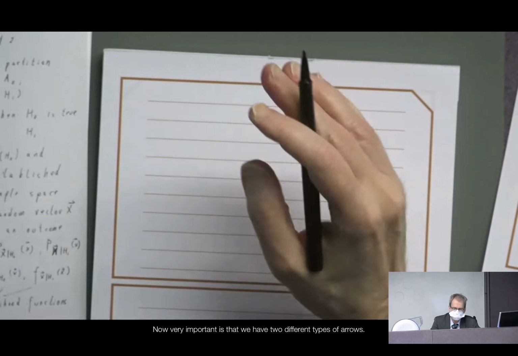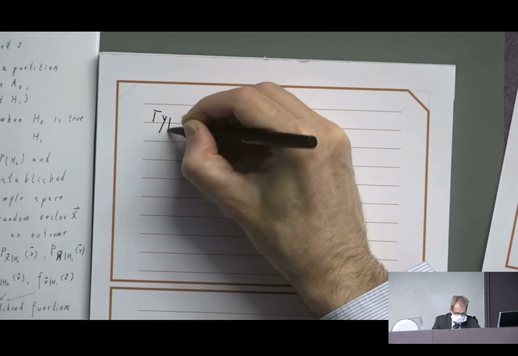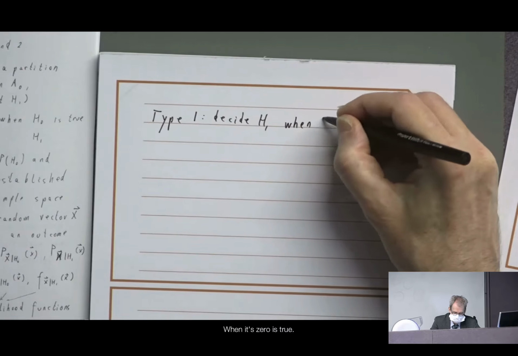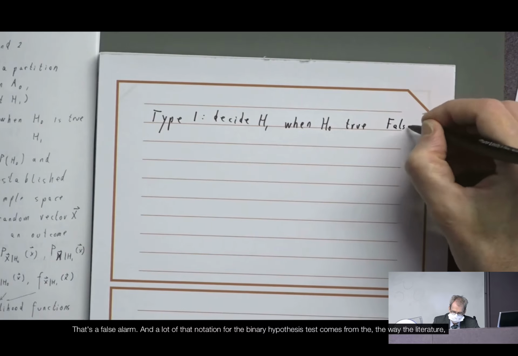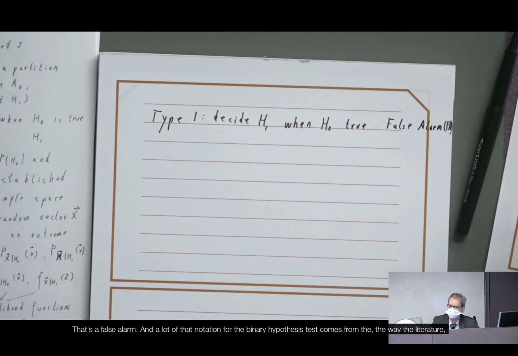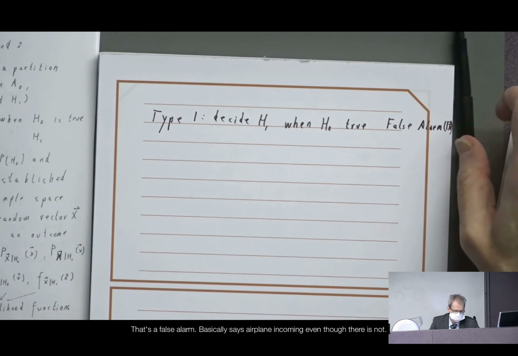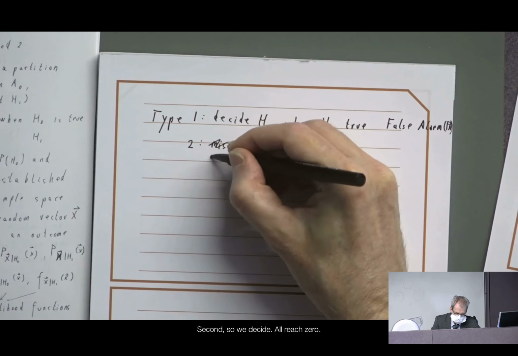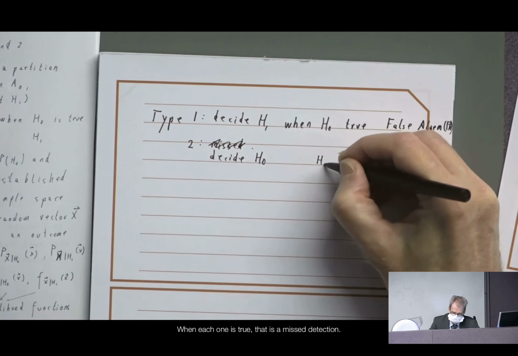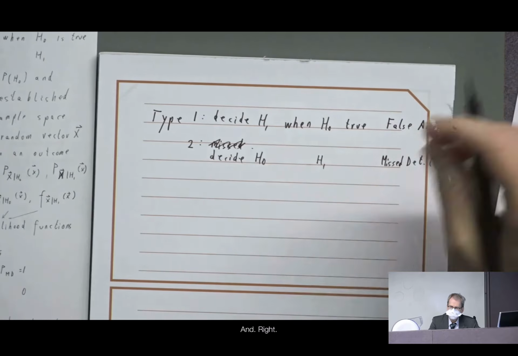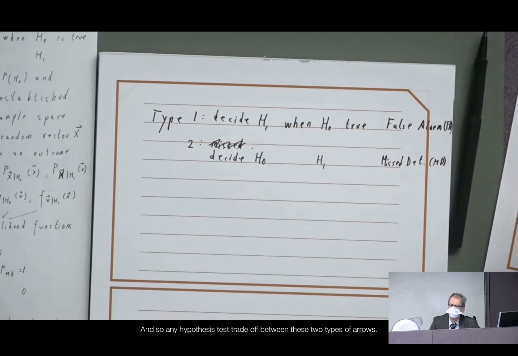Now, very important is that we have two different types of errors. Type 1 error is we decide on H1 when H0 is true. That's a false alarm. And a lot of that notation for the binary hypothesis test comes from the radar literature, because that was really the motivation for developing all of that theory. And so a false alarm basically says airplane incoming even though there is none. And conversely, type 2 error is a misdetection. So we decide on H0 when H1 is true. That is a misdetection. And so any hypothesis test trades off between these two types of errors.